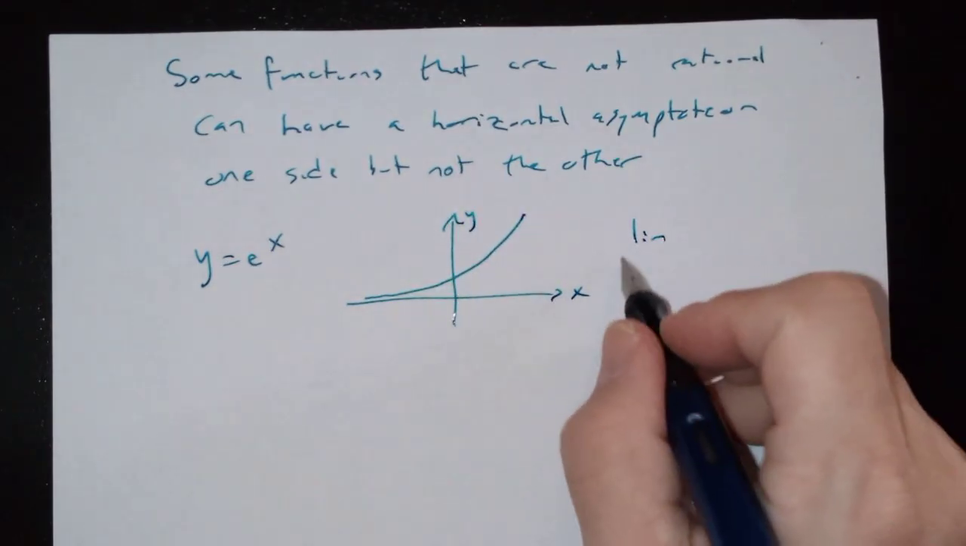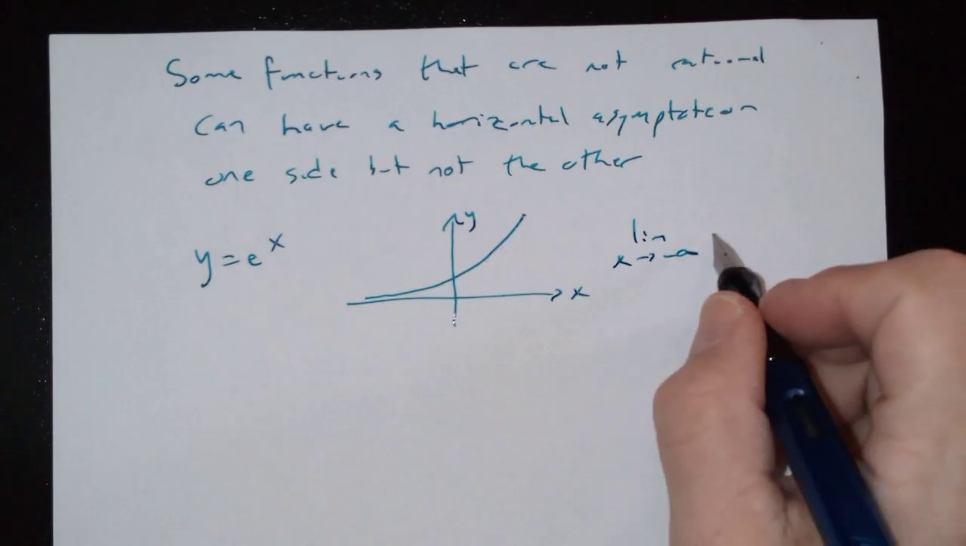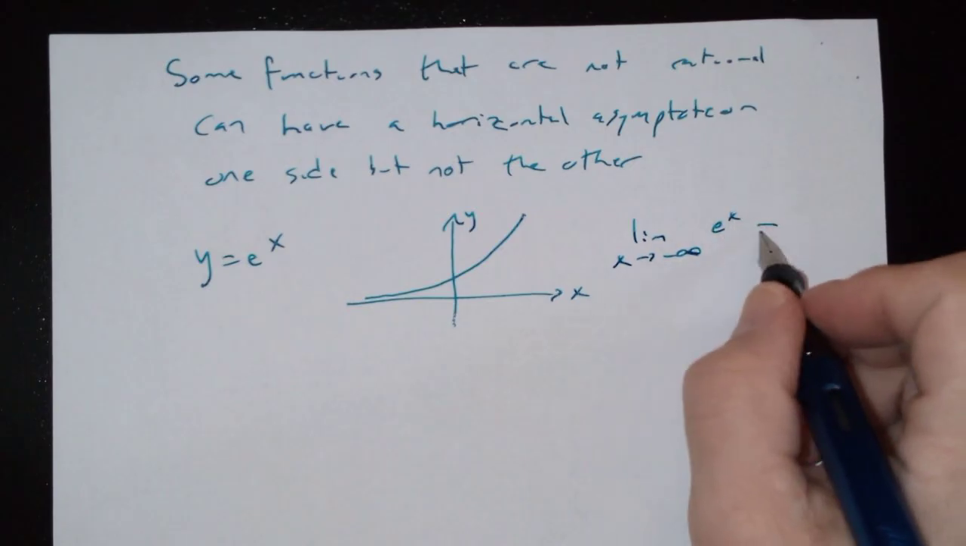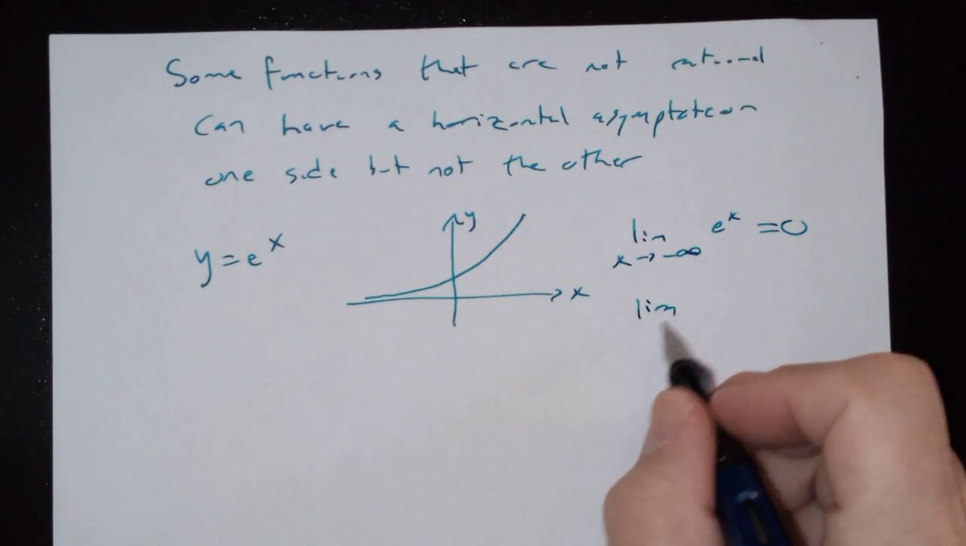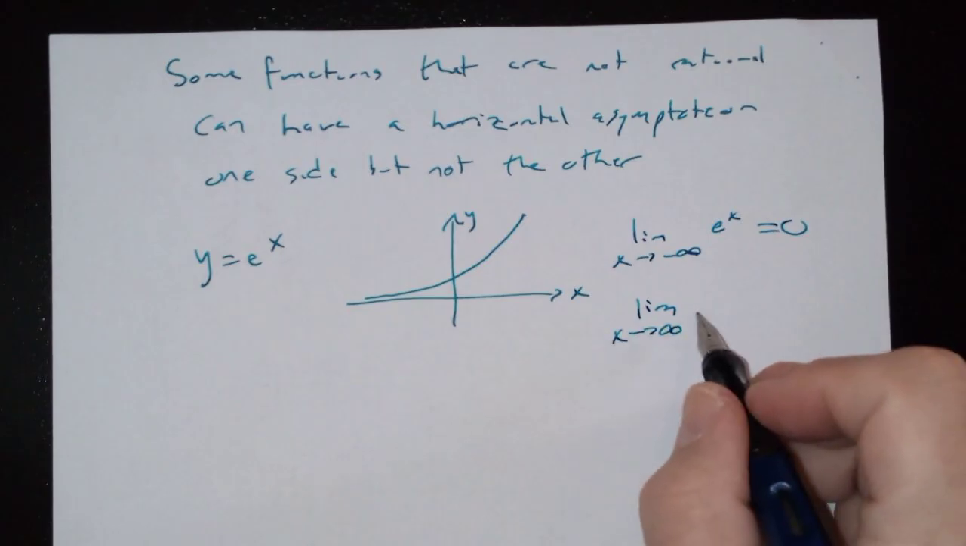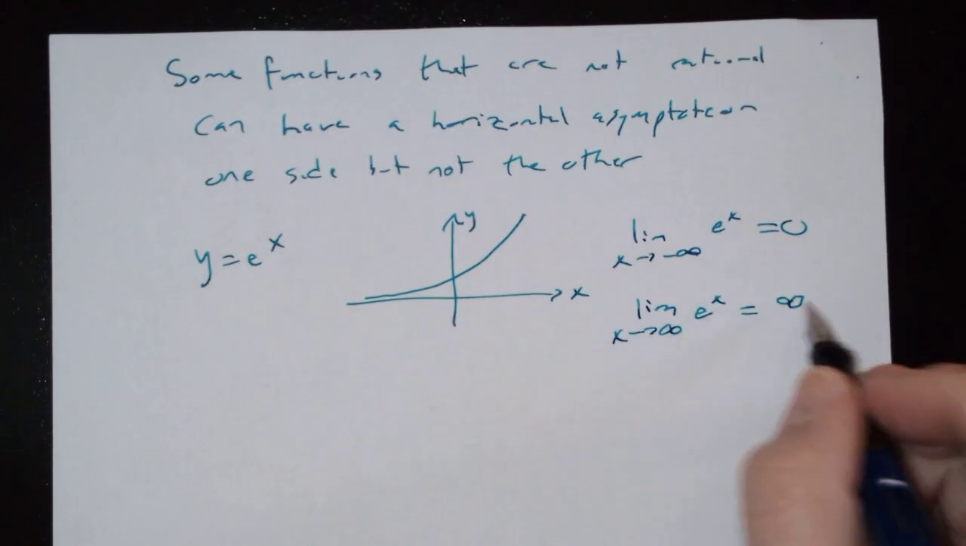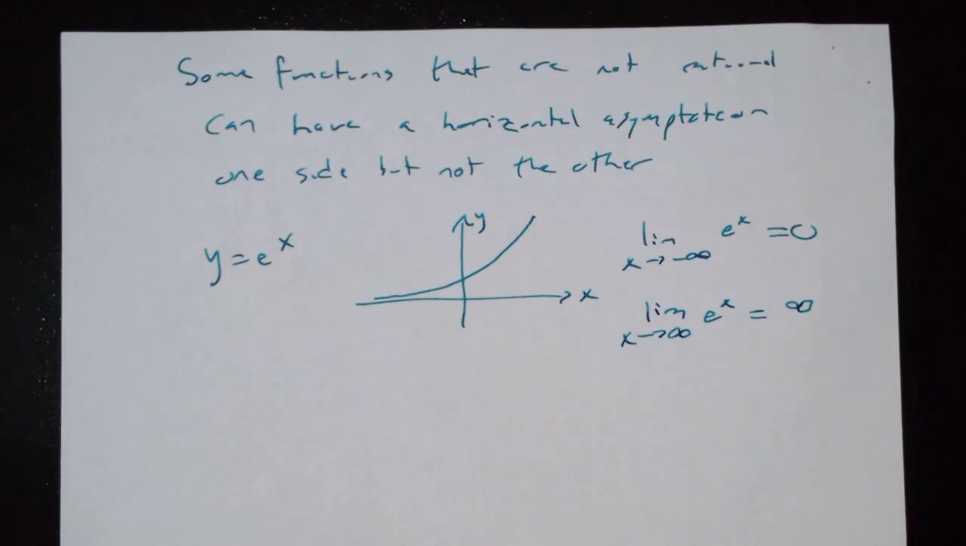Where the limit as x goes to minus infinity of e to the x is 0, but the limit as x goes to positive infinity of e to the x also grows without bound. So I only have an asymptote on one side. A horizontal asymptote on one side. Some functions have different horizontal asymptotes on different sides.